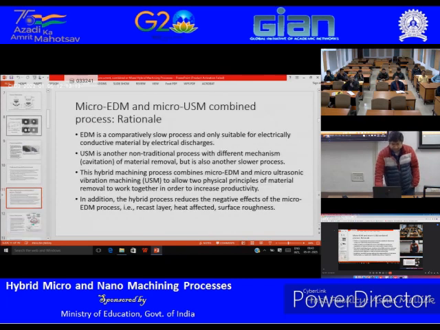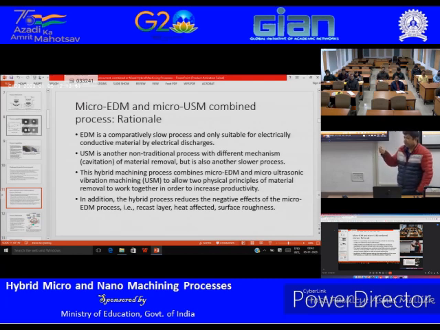Okay. So the next one is the micro EDM and micro USM combined process. Again, we know very well how the micro EDM works, and we know very well how ultrasonic machining works, right? From our compound machining processes. Okay, so in the micro EDM process, we know that the material is removed by electrical discharges or electrical sparks. So the material removal rate is slow, and definitely the productivity is very small. And also the flushing of debris becomes a challenge when you go deeper into the part.